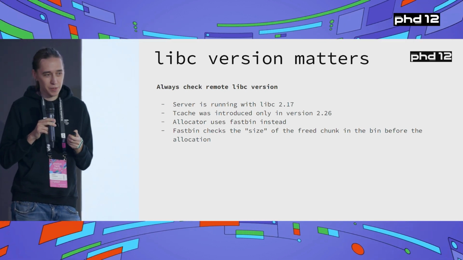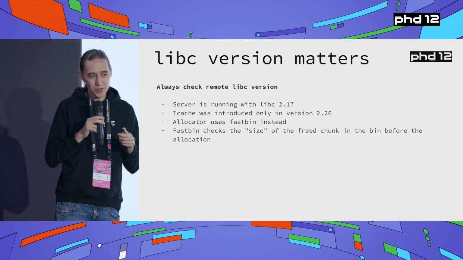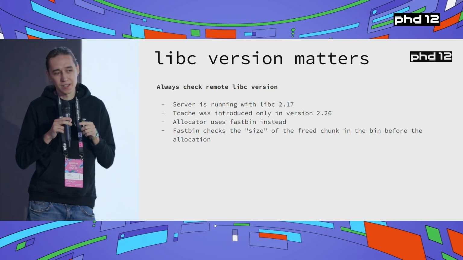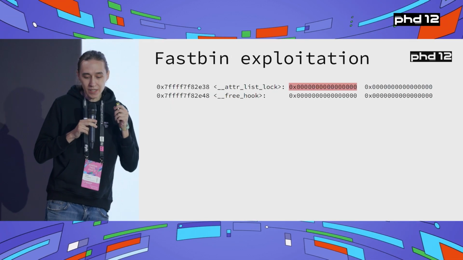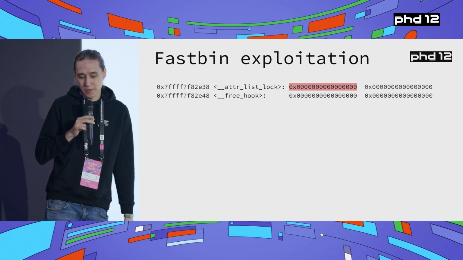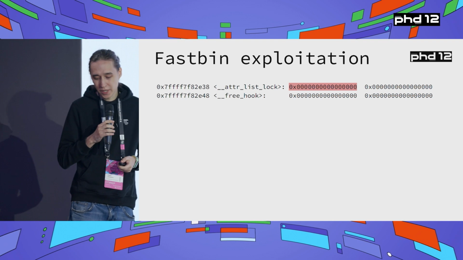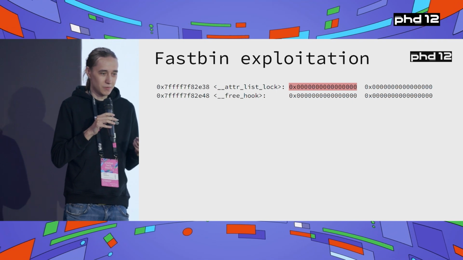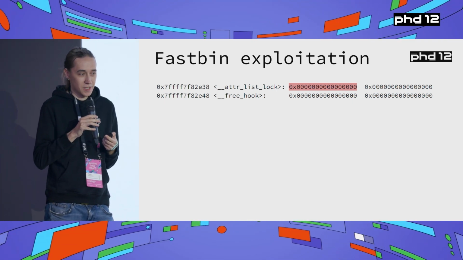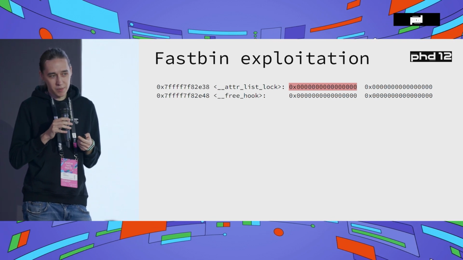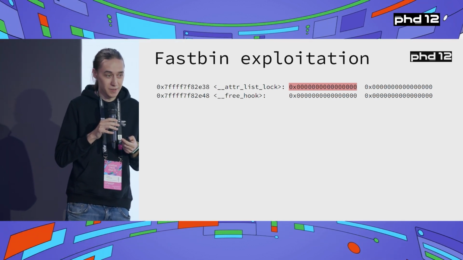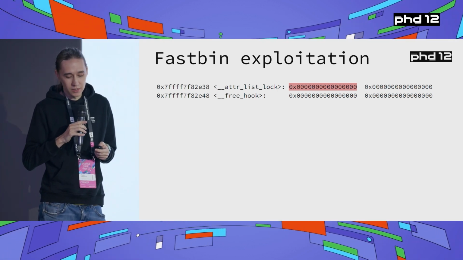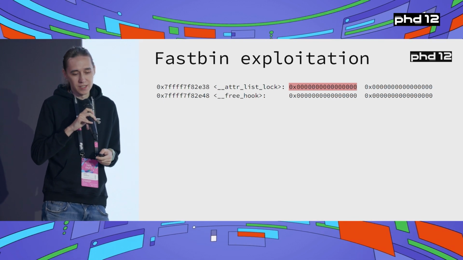And before fastbin allocates a portion of memory, it will actually check the memory size using the length field at the very beginning. So this is an example of memory space around free hook. If we have the length field there, fastbin will check it and say, well, you're asking for 0x30, but what I have here is 0x0, so I won't give it to you. It will go down in flames.